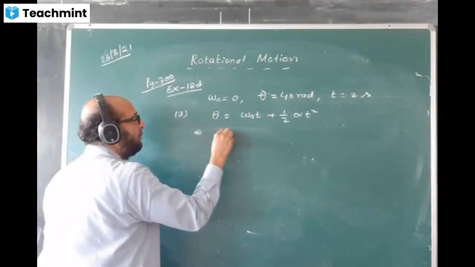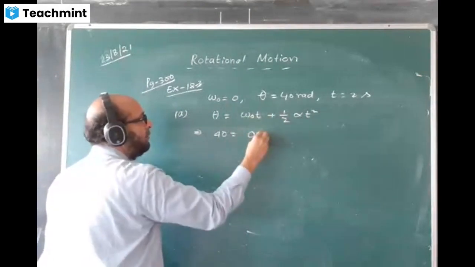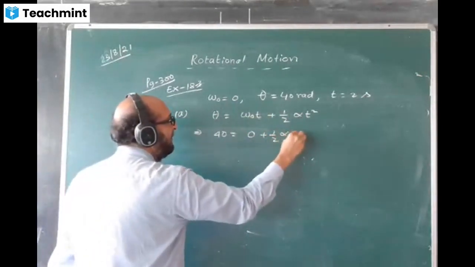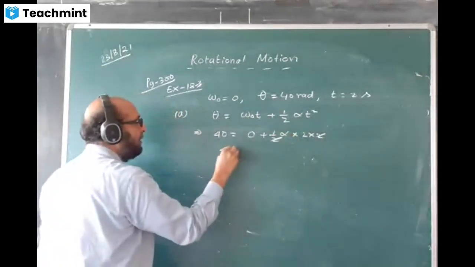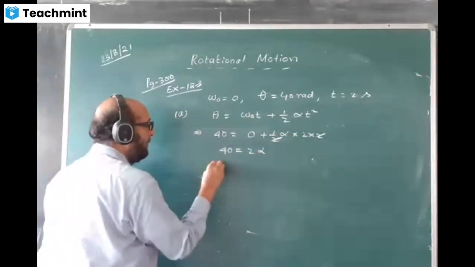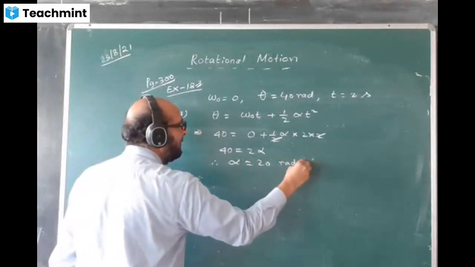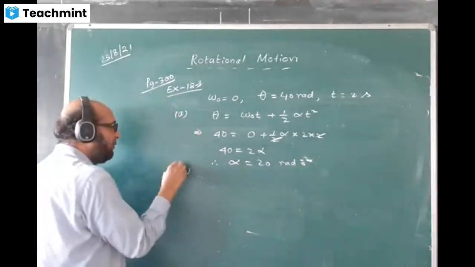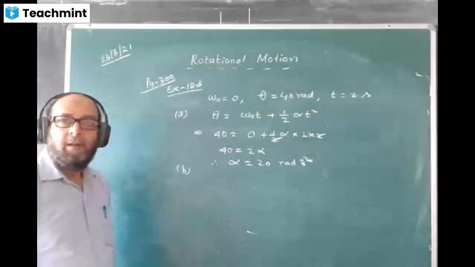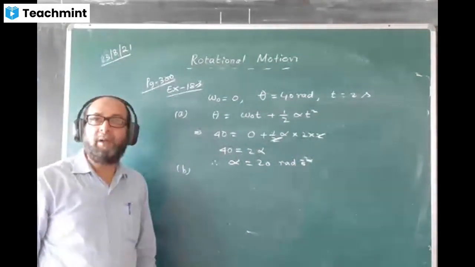Theta is 40, right? Omega naught is 0, so the entire first term becomes 0. Plus half alpha times t, where time is 2. So 2 into 2, 2 and 2 will go. You get 40 is equal to 2 alpha. Therefore, alpha value is coming 20 radians per second squared. First part, we got the value of alpha.